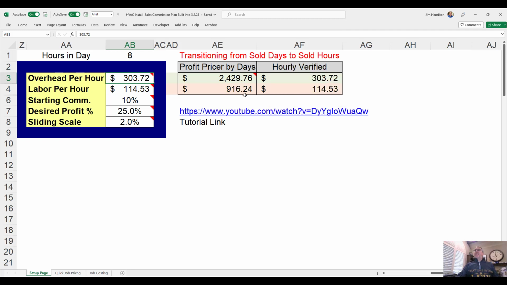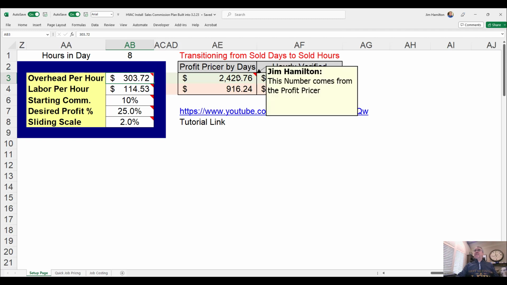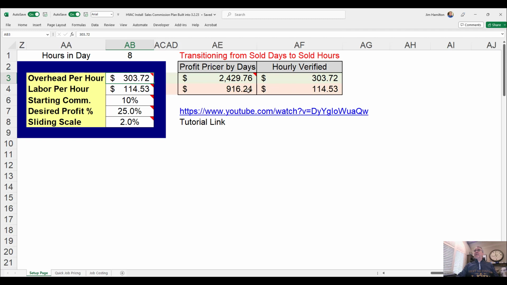Then this is our pricing per day. That's our pricing per hour. That's just 8 hours times this. 8 hours times 114 gets you this.